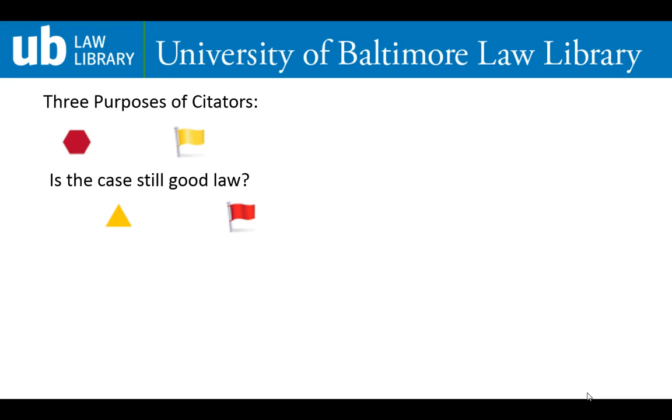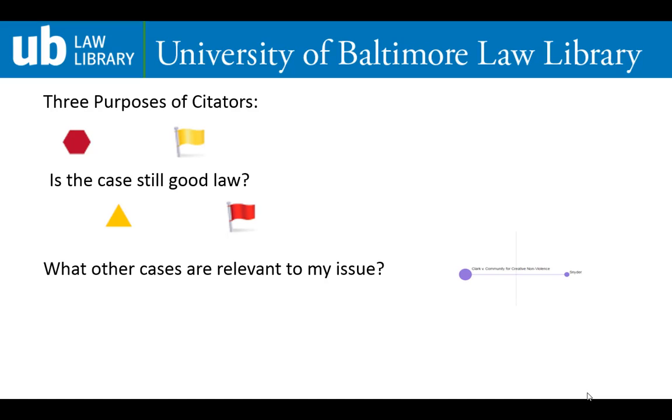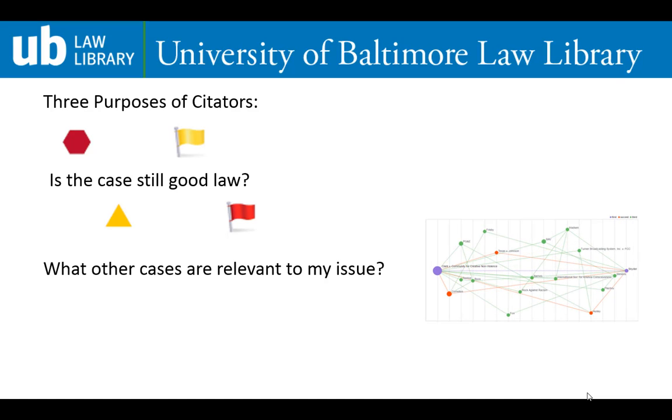Factors will include how the later case treated your case, what authority the later court has over the court that decided your case, and whether the later case was citing your case for the same point of law that you were researching. The second purpose of citators is as a case-finding tool. Judges who have studied an area of law have already determined that these cases are relevant. You can leverage their analysis to avoid the guesswork and imprecision of keyword searching.